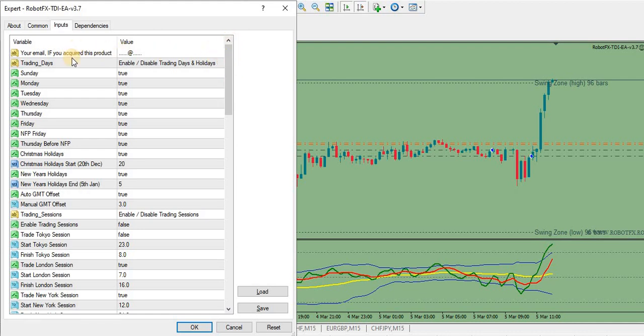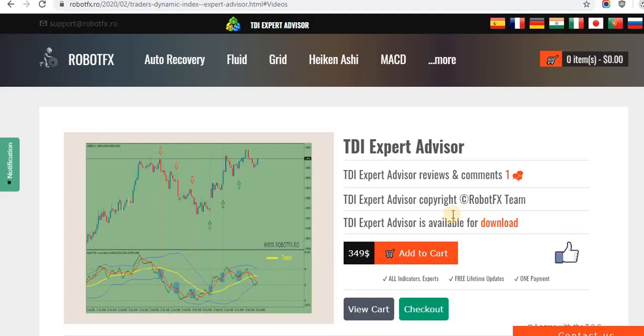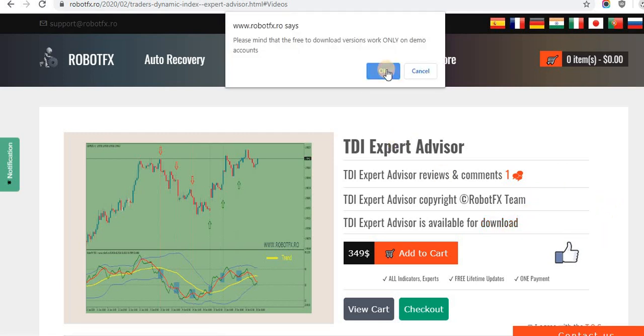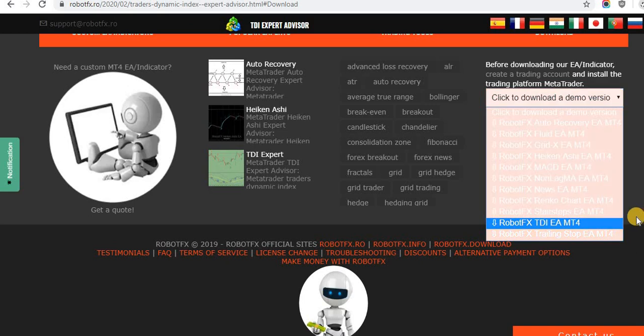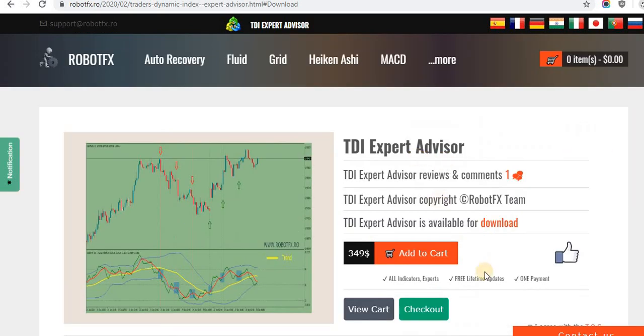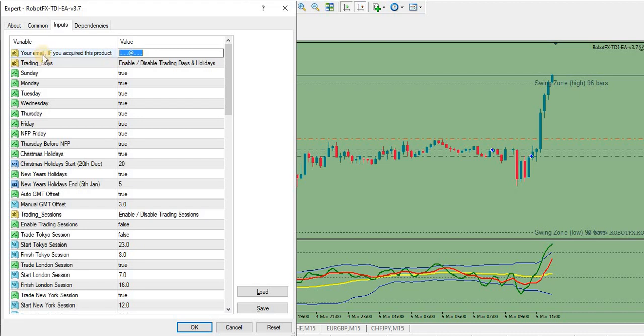So, first of all, if you have acquired this product and you are using it on a live account, then you must enter your email here, the email that you used to purchase this Expert Advisor. If not, and if you are using this on a demo account, let me tell you again that you can download this for free to try it and trade on demo accounts. Just go to the bottom of our website and click on the TDI EA.